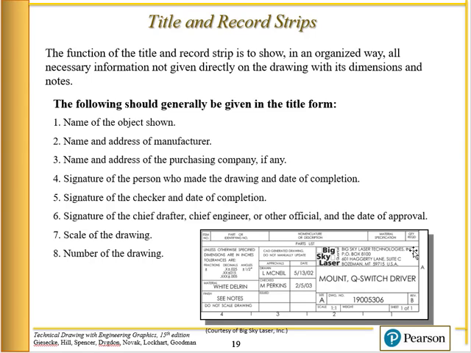And some of the final points about drawings too, the title and record strips. I'm not going to be too picky about this, but these are the proper things to have on a drawing. It's the name of the object, the name and address of the manufacturer, the name and address of the purchasing company, if any, signature of the person who made the drawing, so it's drawn by here, and then we have a drafting checker right here too. Signature of the chief draftsman, whatever the company needs in terms of drawing approval to get drawings released, those names will appear on the drawing, and what the scale of the drawing is, and then what the number is. Usually over here, that's where you've got the block that says whether it's a third angle projection or a first angle projection.